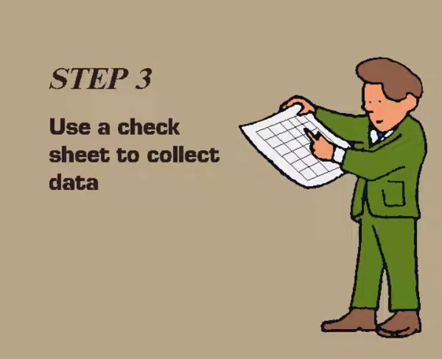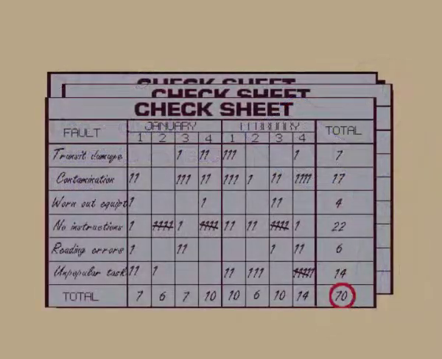Construct the check sheet to reflect the decision you have already made, the data to be collected, and the time period to collect it. Your completed check sheet should look something like this. It is easy to understand what data has been collected and for how long. This check sheet clearly indicates 70 observations were made during January and February.